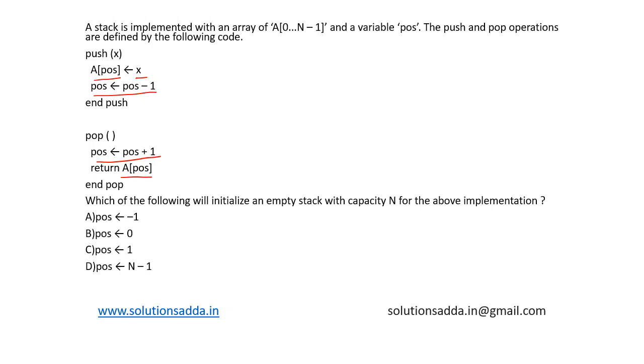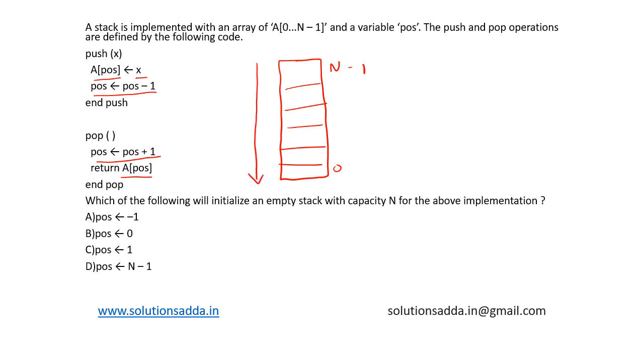This is how push and pop works. And we are asked to find the initializing value of pos such that we can get an empty stack with a capacity of n. So let's draw the stack first. This would be the stack with the index ranging from 0 to n minus 1. This would be 0 and this would be n minus 1. Now we can understand from the code that pop increments the pos and push decrements the pos. Also, the stack grows from larger to lower index.